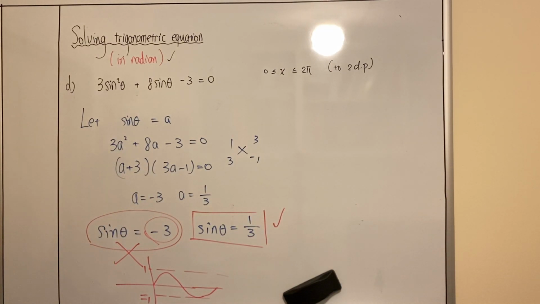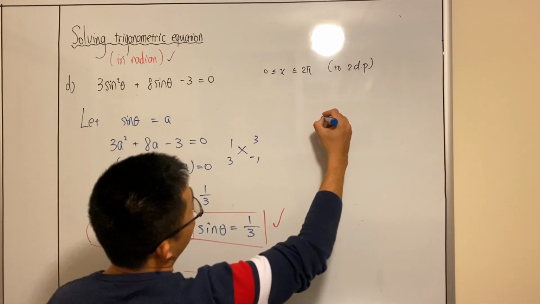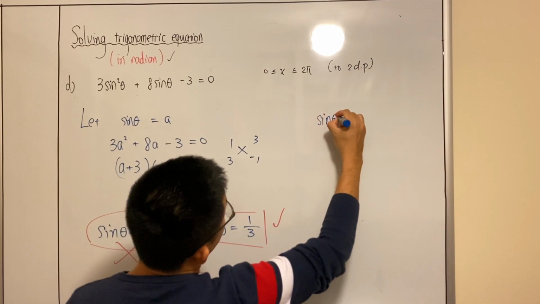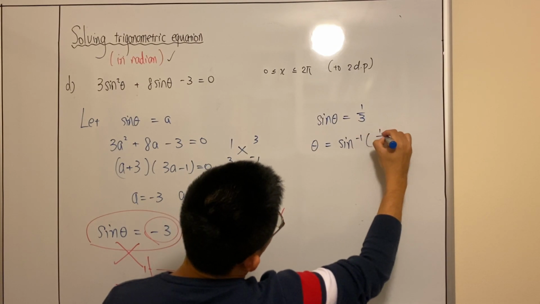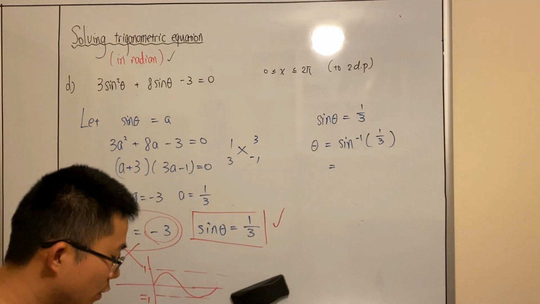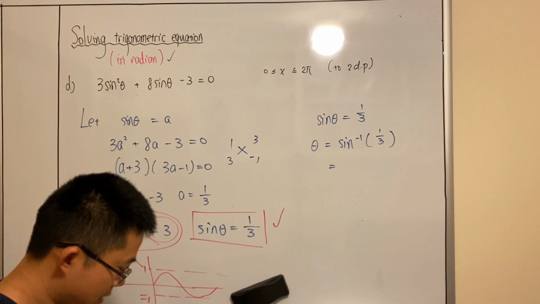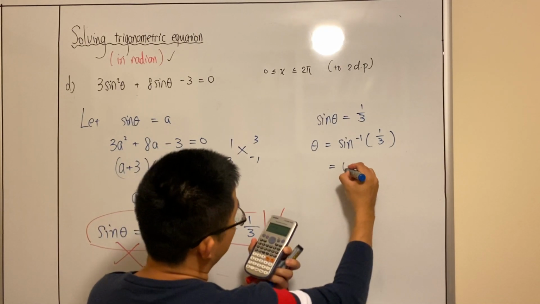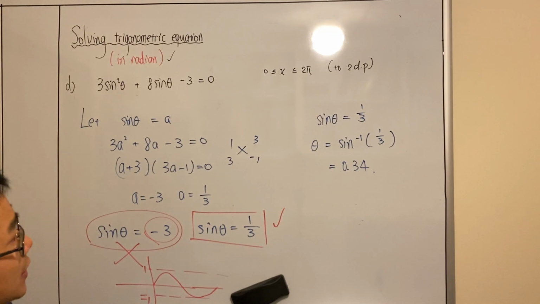Sine theta is equal to 1/3. So start with here. Sine theta equals to 1/3. Theta is equal to sine inverse 1/3. Remember, it's in radian, so double check your calculator setting. So shift sine 1/3 in radian is equal to 0.34. That's the first answer.